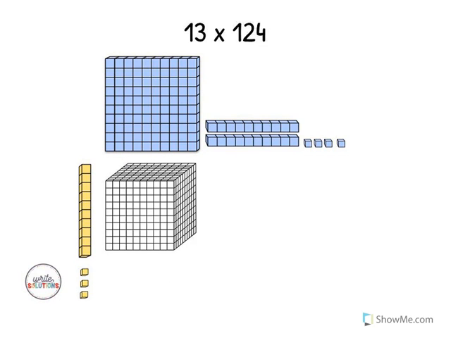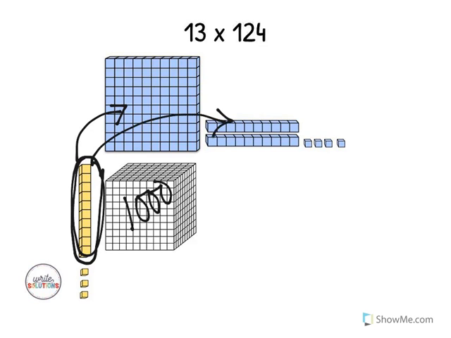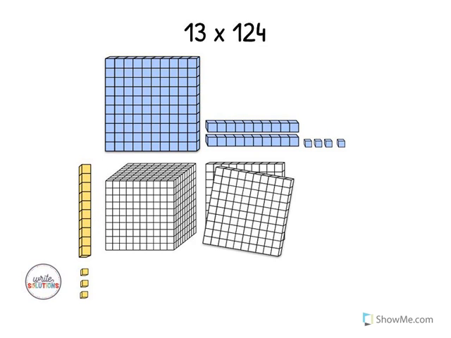So we start by multiplying, or distributing, this 10 to this 100 flat. So 10 times 100, or 10 of these flats, is 1,000. And this block represents 1,000. Next, we're going to distribute this 10 to this 20. So think about 10 times 20. We would get 200. And here are our two 100 flats.